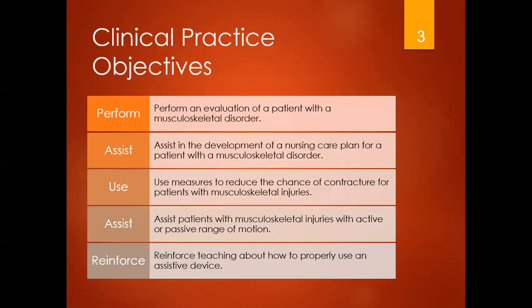Our clinical practice objectives, things that we should be able to pull over into the clinical side of things after listening to this voiceover PowerPoint. We should be able to perform an evaluation of a patient that has a musculoskeletal disorder, assist in the development of a nursing care plan for a patient with a musculoskeletal disorder, use measures to reduce the chance of contracture for patients with musculoskeletal injuries, assist patients with musculoskeletal injuries with active or passive range of motion, and reinforce teaching about how to properly use an assistive device.